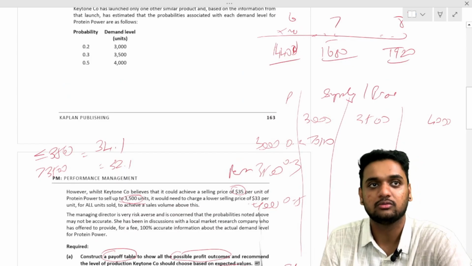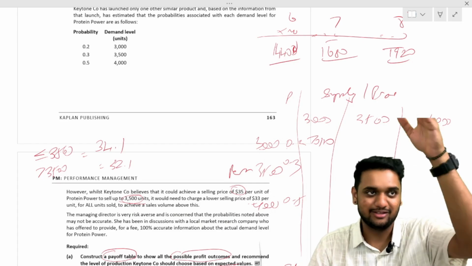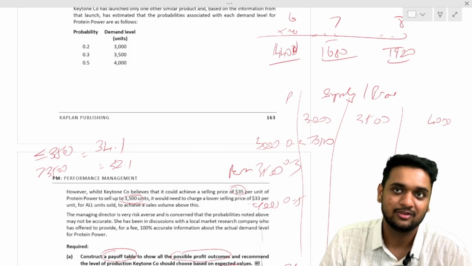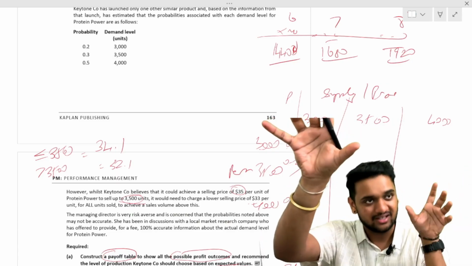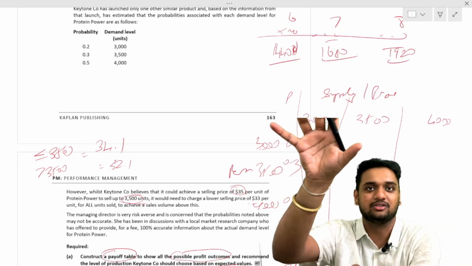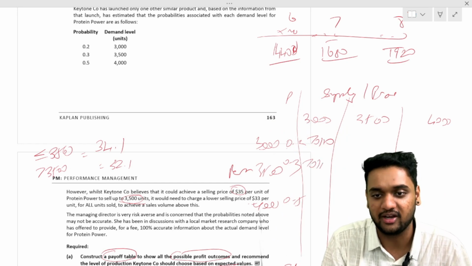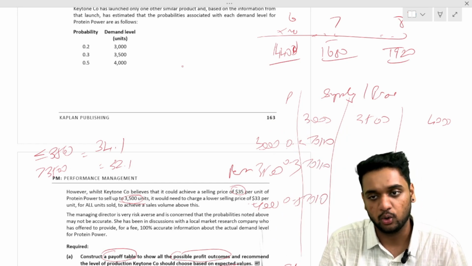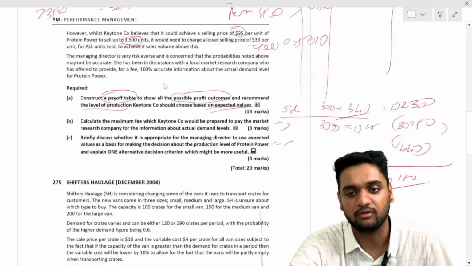We got the first column correctly. Here, the second column we got correctly, and the third, because in these columns your production and supply are the same. You're producing 3,000, you're supplying 3,000. Even though the demand is 3,500, you can sell only 3,000. So it's the same, there will not be any mistake. So for all three columns, 70,110.